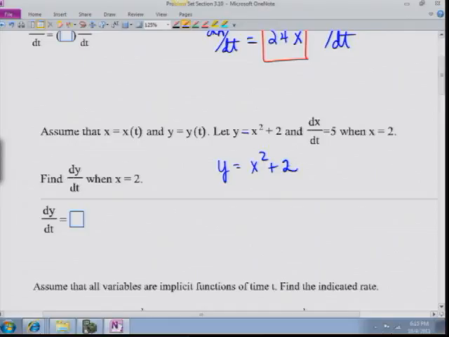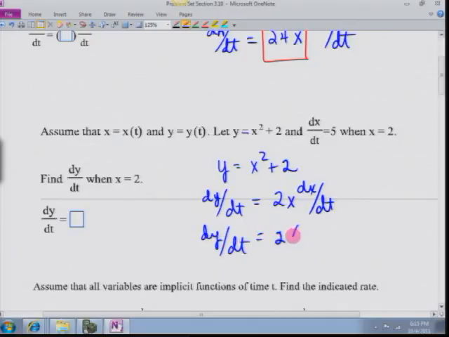All right, let's take the derivative. So what do we get? dy dt equals 2x dx dt. And what happens to the 2? Goes away because the derivative of that is 0. All right, and so we're trying to solve for dy dt when x is 2. So dy dt equals 2 times 2. And what is dx dt when that's 5? So what's our answer? 20.